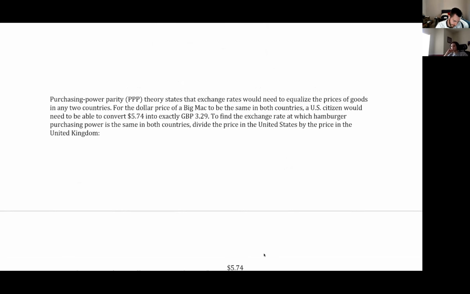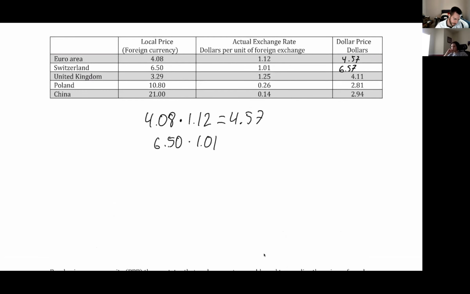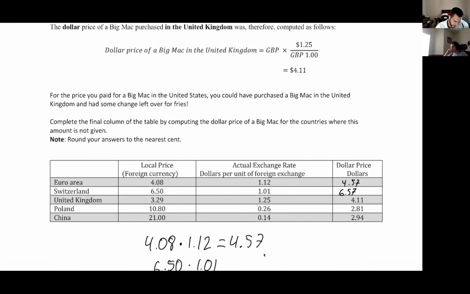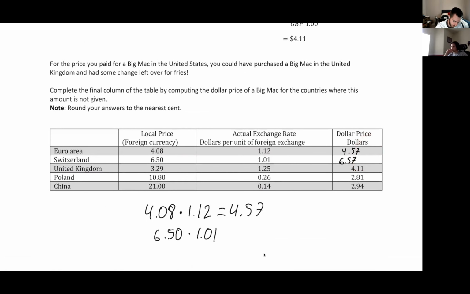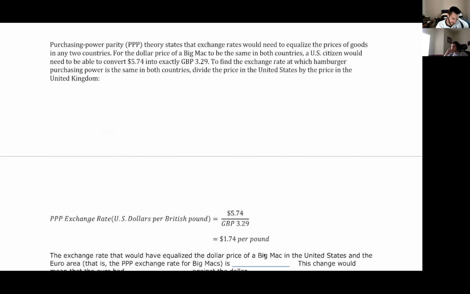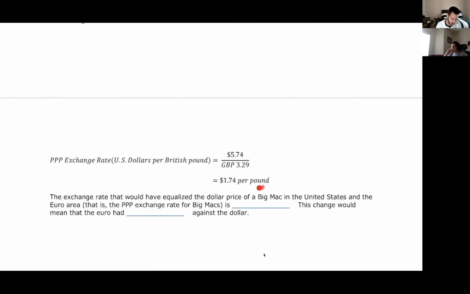Purchasing power parity basically states the exchange rate would need to equalize the US dollar price. So imagine me getting rid of all these numbers and putting the 5.74 US dollars here. They're asking you which exchange rate it would have to be so that this dollar price would be equal. Like in a perfect world, all Big Macs would be the same, no matter which country, it would be the same price. So they're just asking you which number it would have to be. And they give you the example with British pounds. So for it to be the same, it will have to be 1.74. And they're asking you with the euro, which would also be very easy.